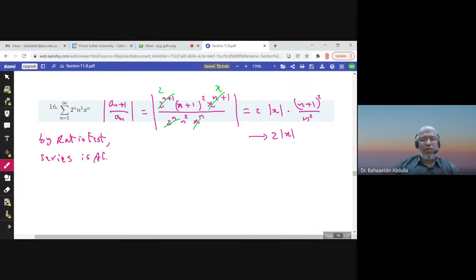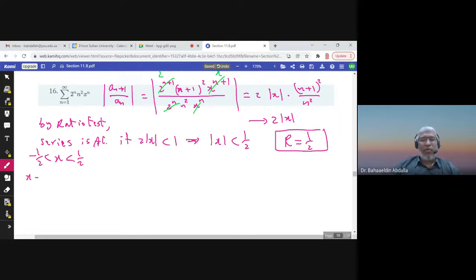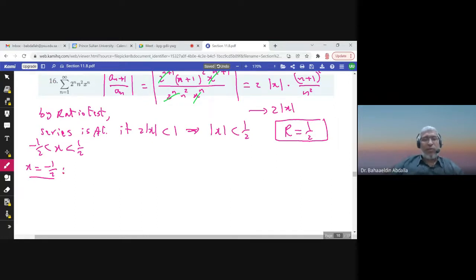The series is absolutely convergent if 2 times absolute value of x is less than 1. This means that absolute value of x is less than half. So the radius of convergence is half, and the interval is between negative half and half. But we have to consider the endpoints using other tests, because the ratio test fails at the endpoints.